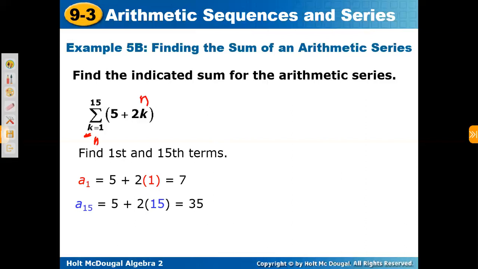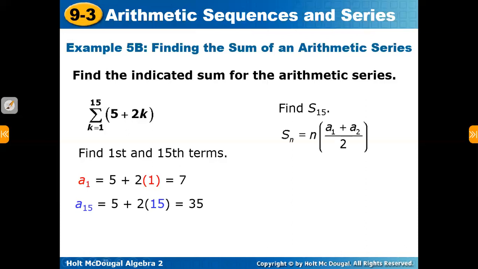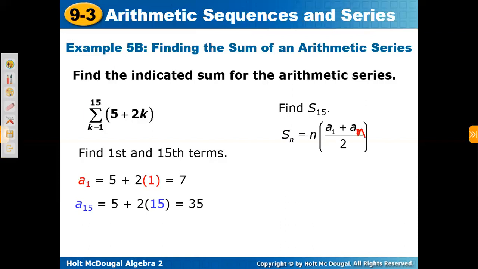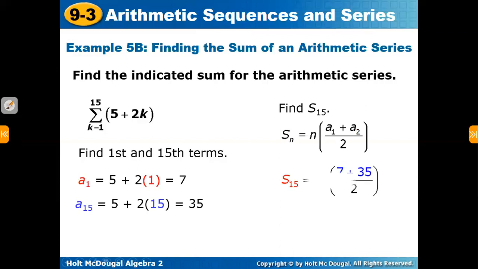So I have a1, I have a15. I can just apply the sum formula and find S15. Again here, this is an, or a15 in this case. So the answer is 315.